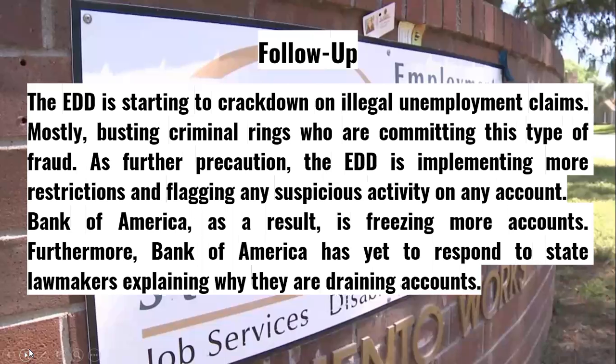The EDD is starting to crack down on illegal unemployment claims, mostly busting criminal rings who are committing this type of fraud. As further precaution, the EDD is implementing more restrictions and flagging any suspicious activity on any account. Bank of America, as a result, is freezing more accounts. Furthermore, Bank of America has yet to respond to state lawmakers explaining why they are draining accounts.